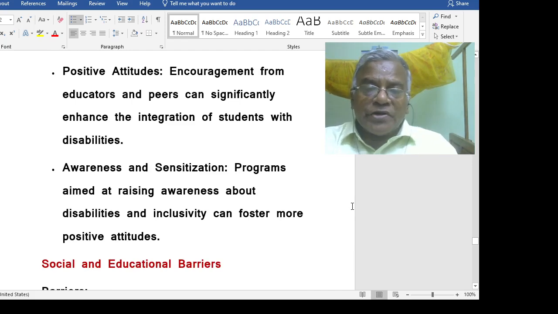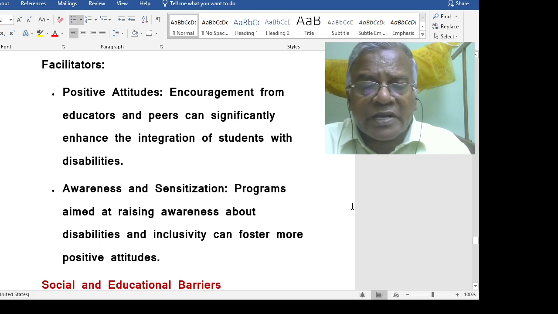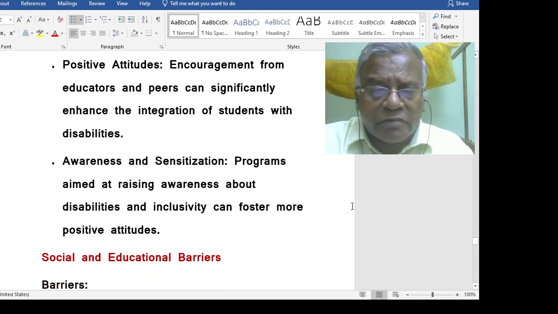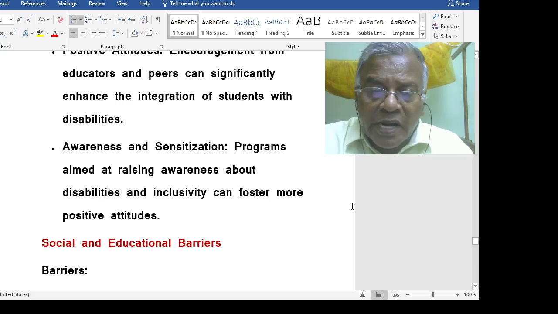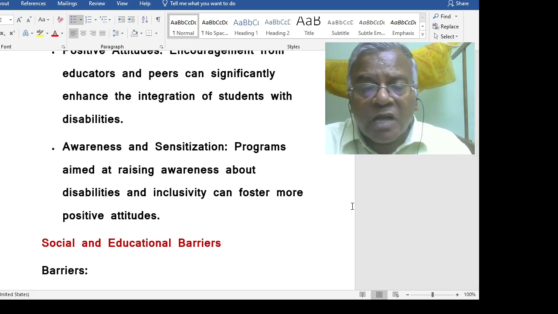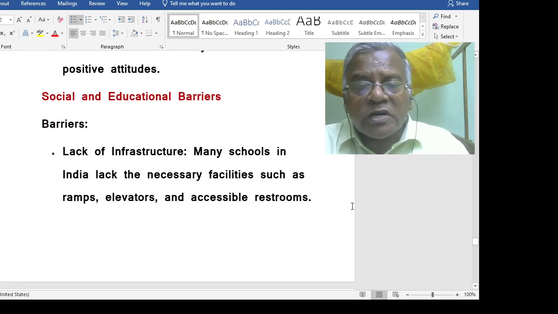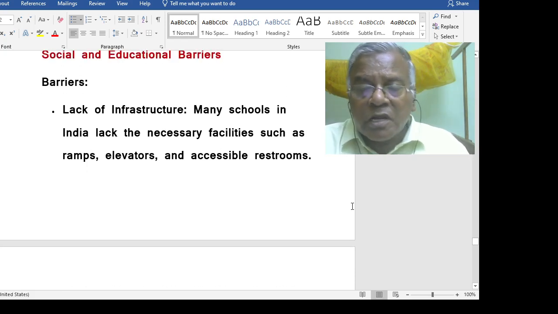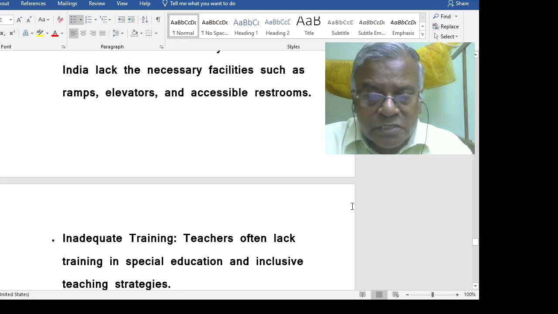Facilitators. Positive attitudes. Encouragement from educators and peers can significantly enhance the integration of students with disabilities. The facilitators should be very positive. Awareness and sensitization. Programs aimed at raising awareness about disabilities and inclusivity can foster more positive attitudes. Social and educational barriers. Lack of infrastructure. Many schools in India lack the necessary facilities such as ramps, elevators, and accessible restrooms.